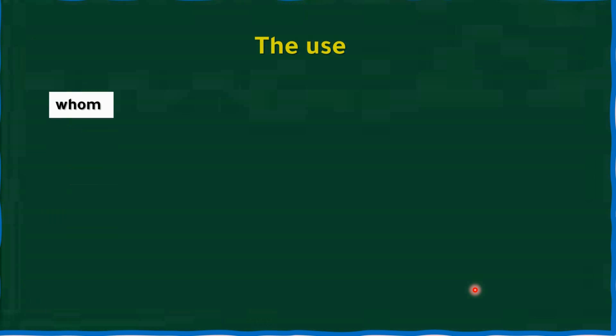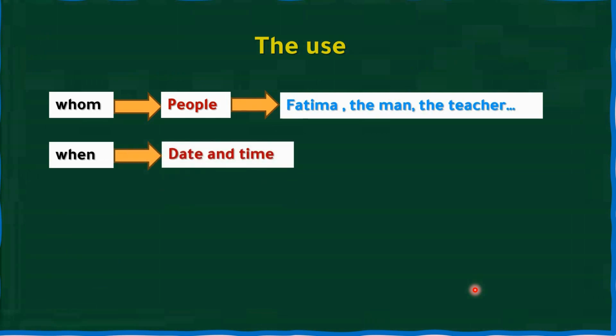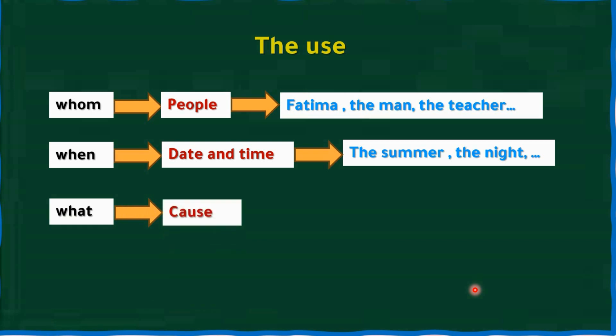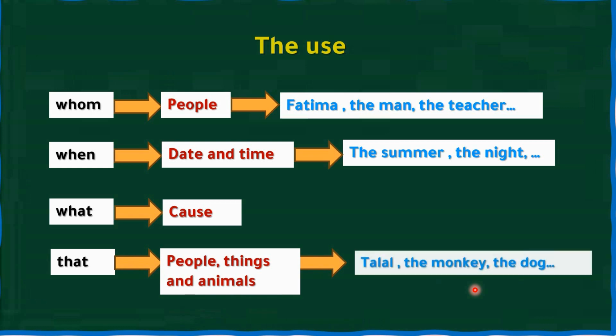Now, whom is for what? For people, like Fatima, the man, the teacher. When is for what? Date and time, like the summer, the night, and so on. And what is for the cause. And that is for what? For people, things, and animals, like Talal, the monkey, the dog.